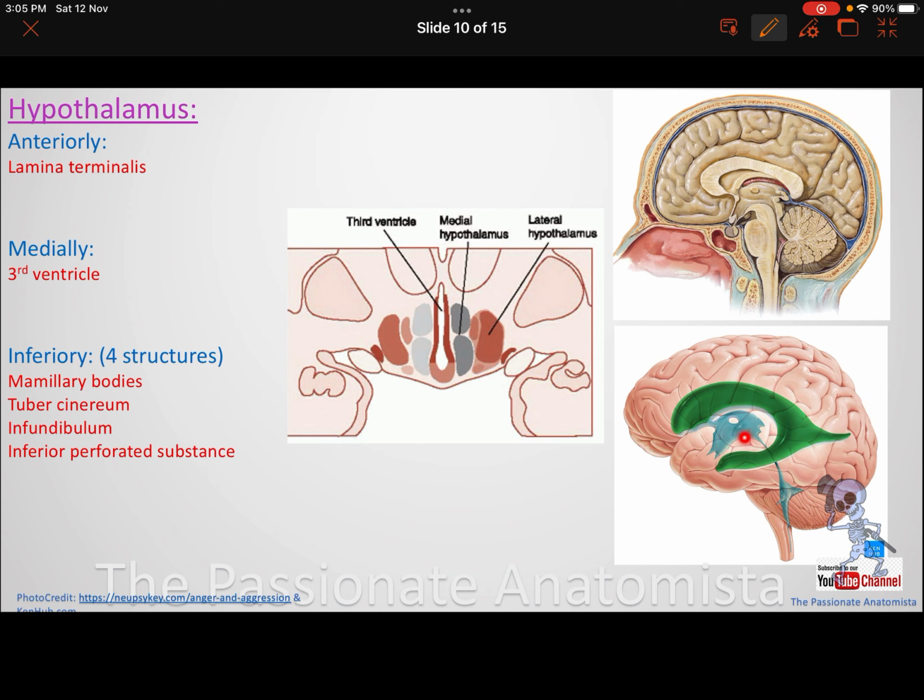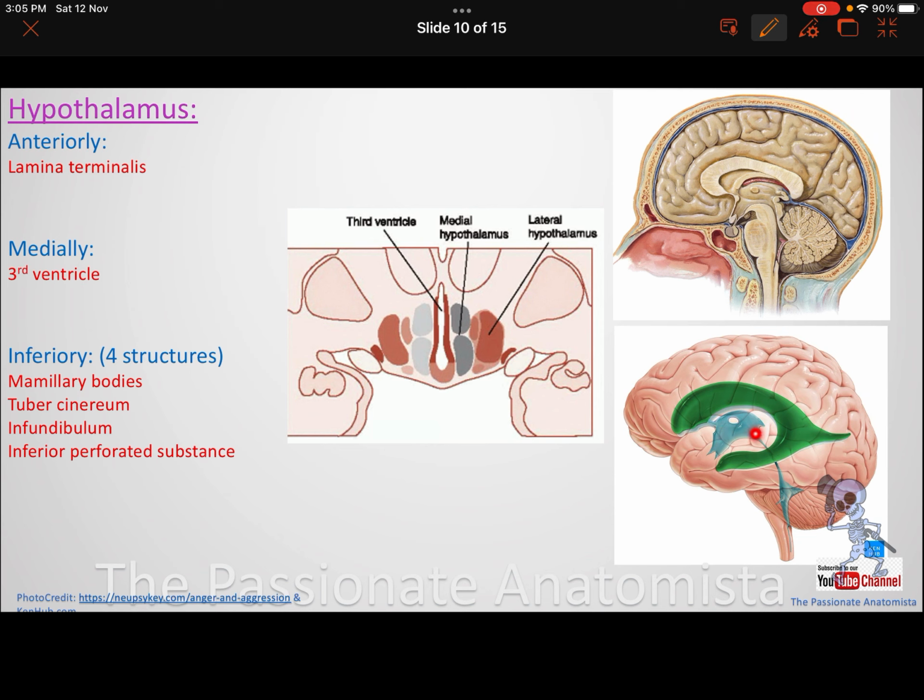Remember that the hypothalamus is down here. So what is on top of you is the thalamus. It's not written here, but it's common sense that the thalamus is on top of you. And anteriorly, the hypothalamus is limited by the lamina terminalis, which is that group of axons coming down from the anterior commissure to the optic chiasma. So this is the lamina terminalis. It's limiting your hypothalamus anteriorly.